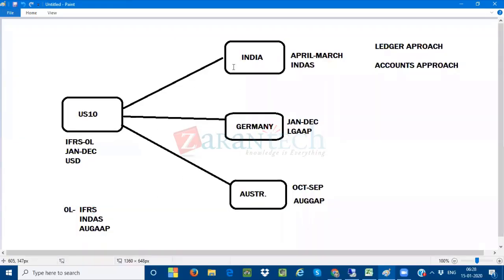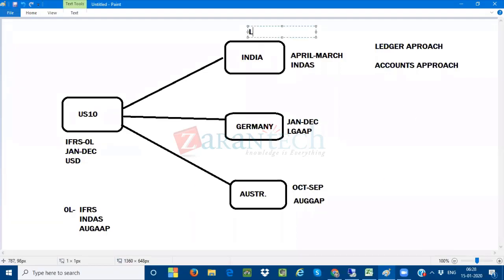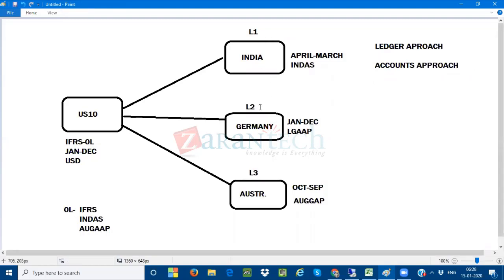For the other countries, I'll create a non-leading ledger. For India, I will create L1, for Germany I'll create L2, and for Australia I'll create L3. So don't worry, you are going to get all the reporting systems, but I'm not going to assign all three accounting principles to one ledger. I will create separate ledgers for each country, for whatever reportings you want to maintain, so I can assign each accounting principle to each ledger.